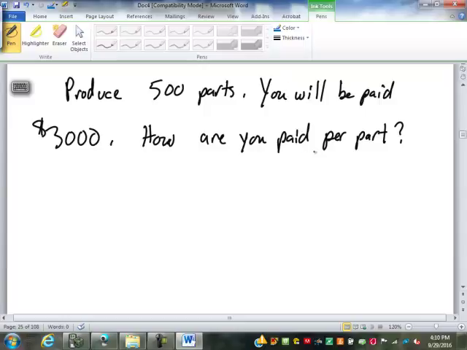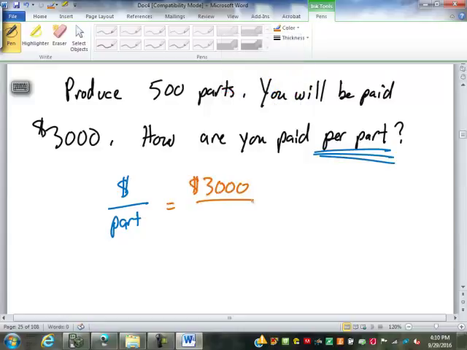Well, this is paid per part. Per part implies that the parts are on bottom and the dollars are on top, or the other numbers on top. In this case, it is dollars. So that's going to be $3,000 over 500 parts.